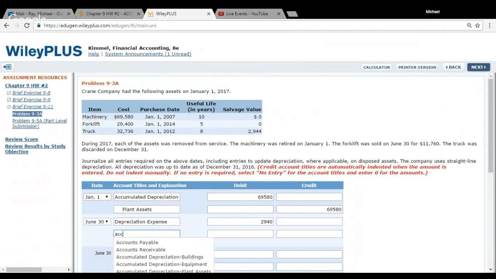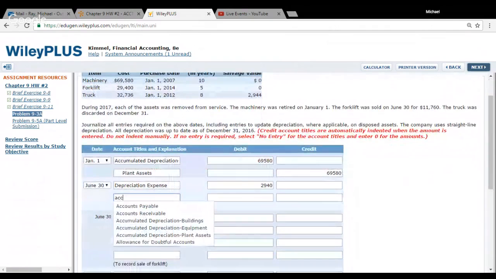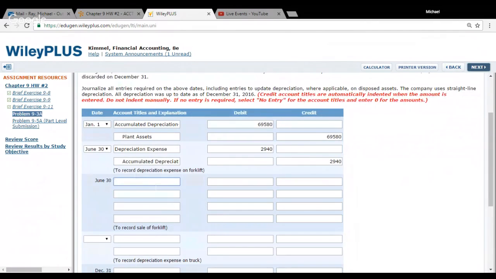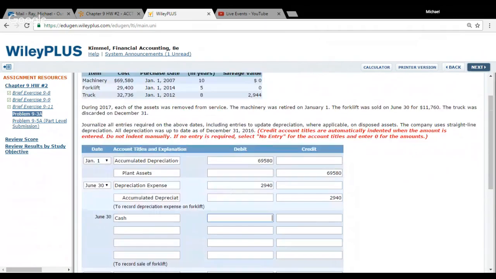And we are going to credit the accumulated depreciation for equipment for the same amount, 2,940. Then we move on to the entry to record the sale of the forklift. On June 30th, we sold the forklift for cash, $11,760. That's going to be a debit to cash.